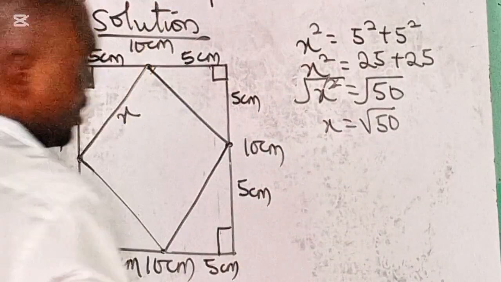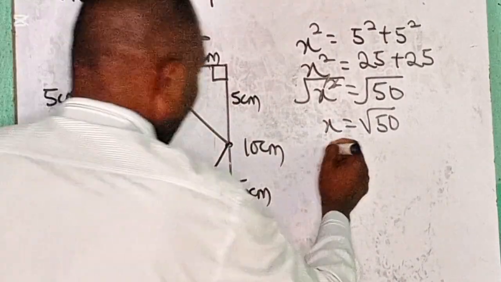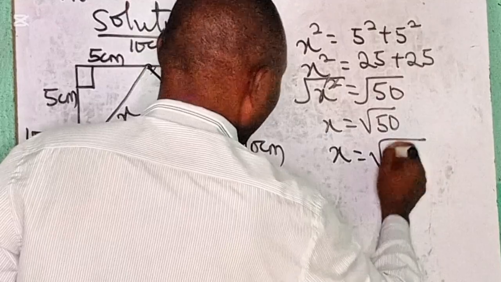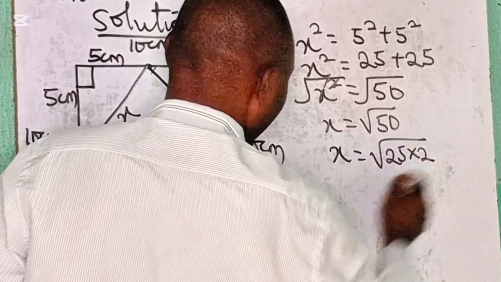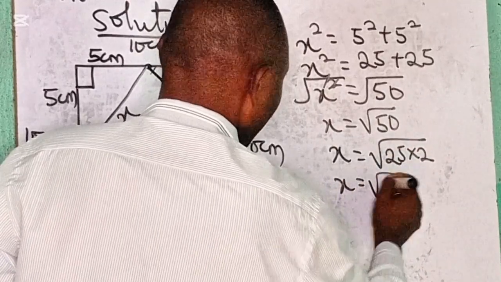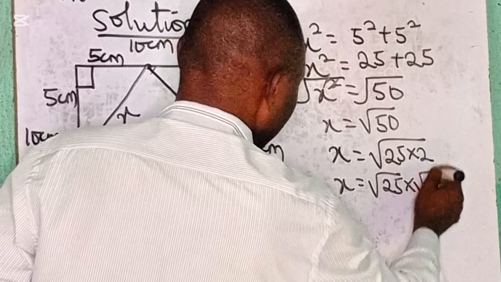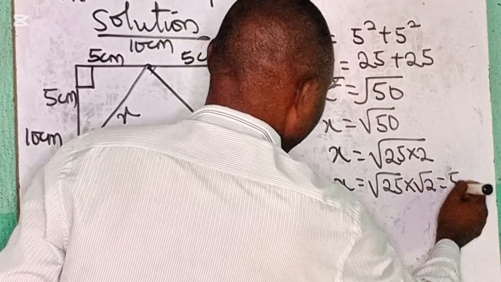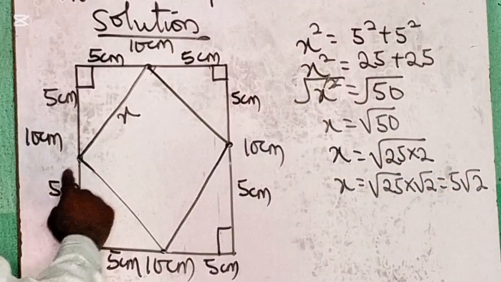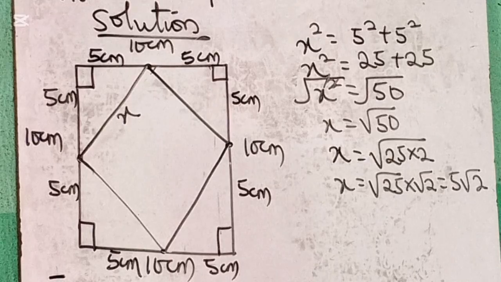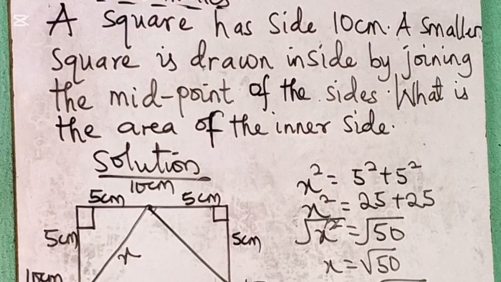I can break this 50 down, okay? So it's going to be x equals root 25 times 2. So x is equal to root 25 times root 2. And that gives me 5 root 2. Okay, x here is 5 root 2. Am I communicating?